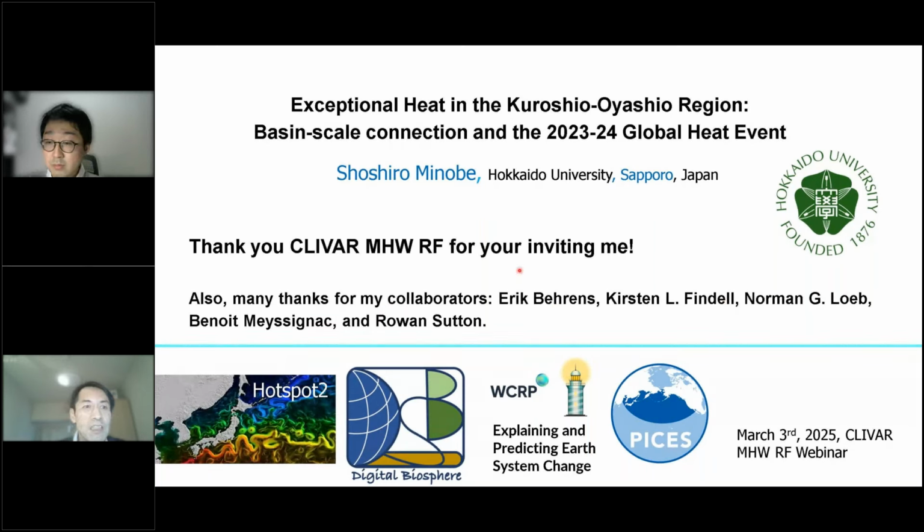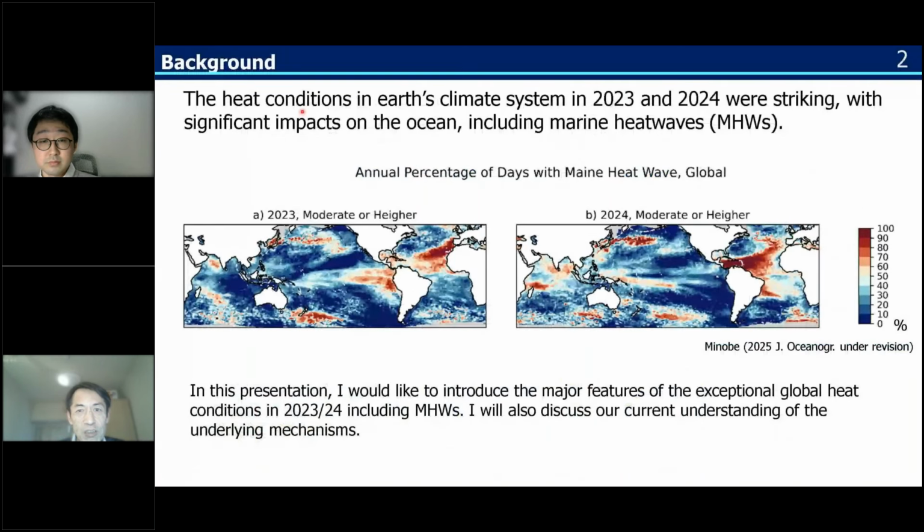The heat conditions in the Earth's climate system in 2023 and 2024 were striking, with significant impact on the ocean, including marine heat waves. This shows the fractions of moderate or higher marine heat waves on the global map in 2023 and 2024. Many parts of the ocean experienced marine heat waves.